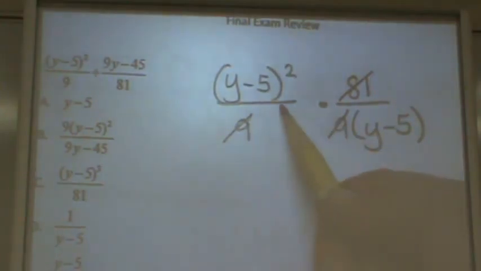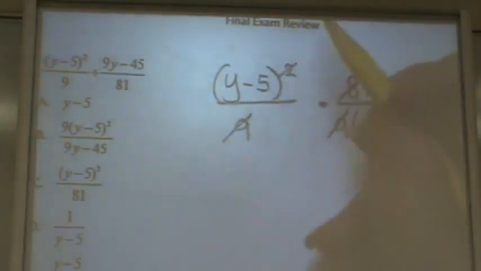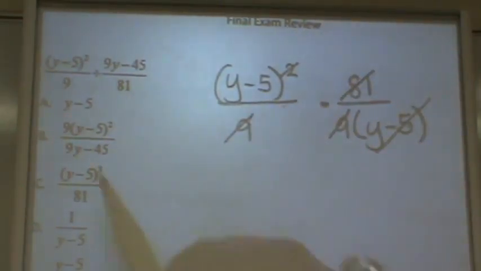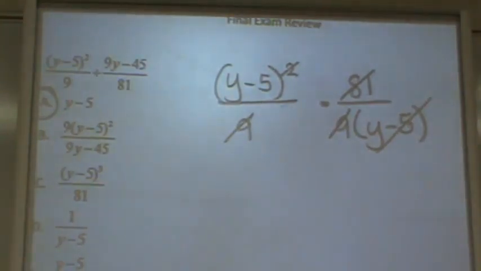And we have 2 y minus 5s here with 1 y minus 5. So one of these is going to cancel with one of these. Your final answer would be y minus 5 over 1. So A.